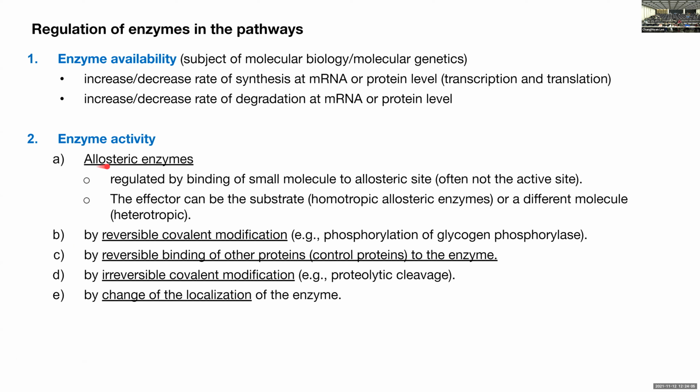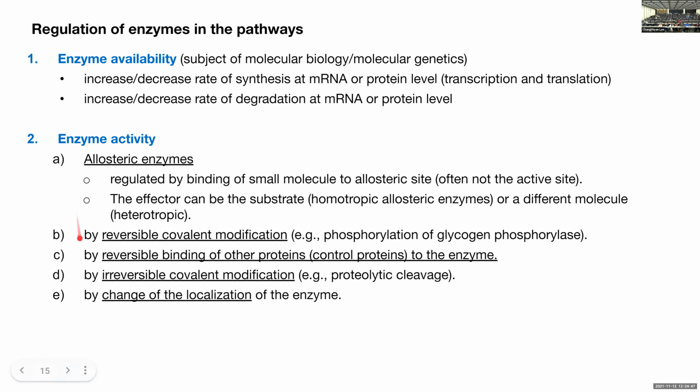The first one is allosteric enzymes. And we already talked about this allosteric, where there are some small molecules that bind to the allosteric site, which is often different from the active site, to change the activity of the enzymes by leading to a conformational change in many cases. And these effectors can be the substrate itself, in which case it's called a homotropic allosteric enzyme, or it can be different small molecules, different from the substrate, in which case it's called a heterotropic allosteric enzyme.